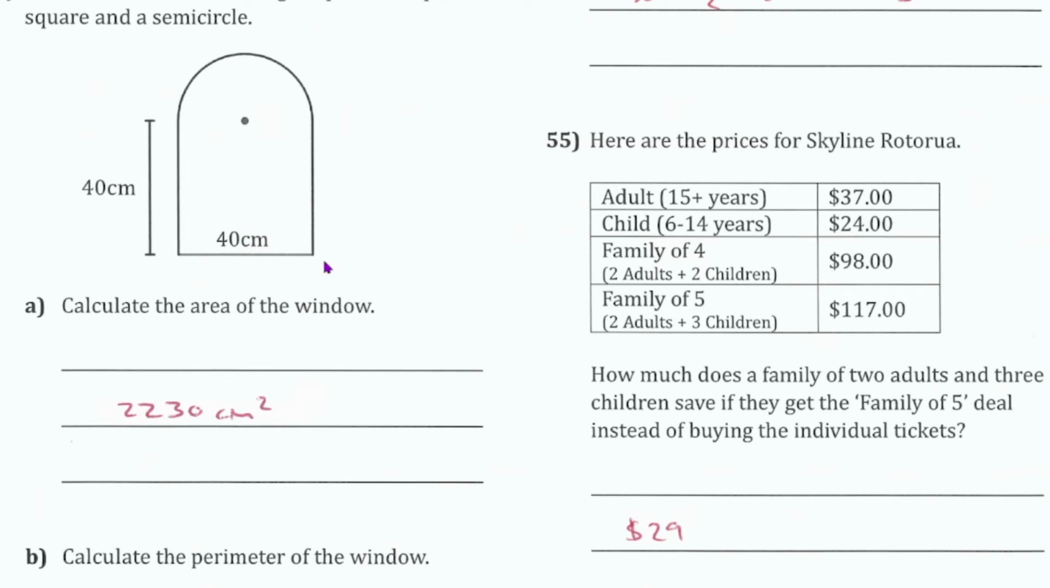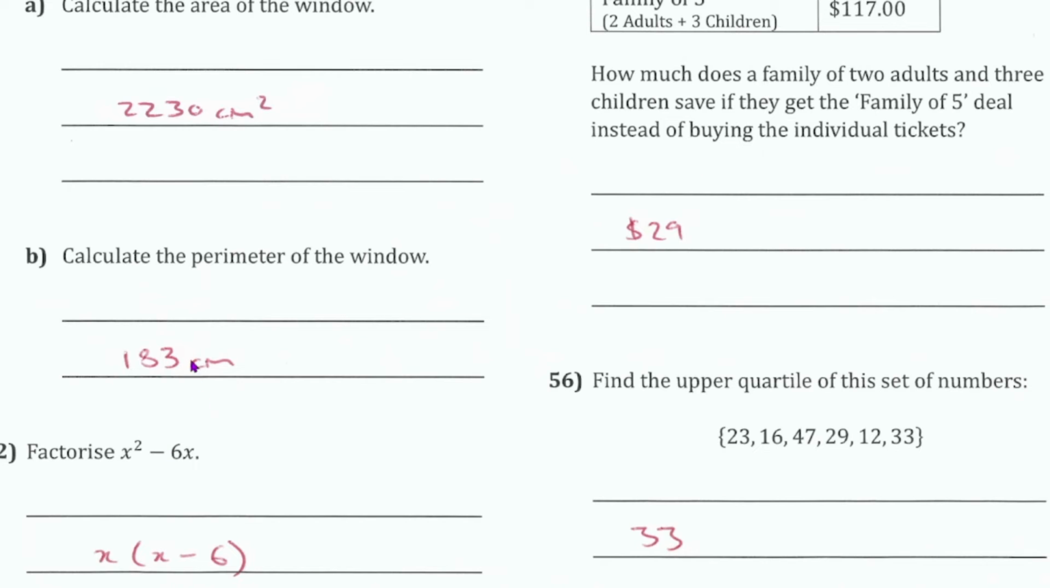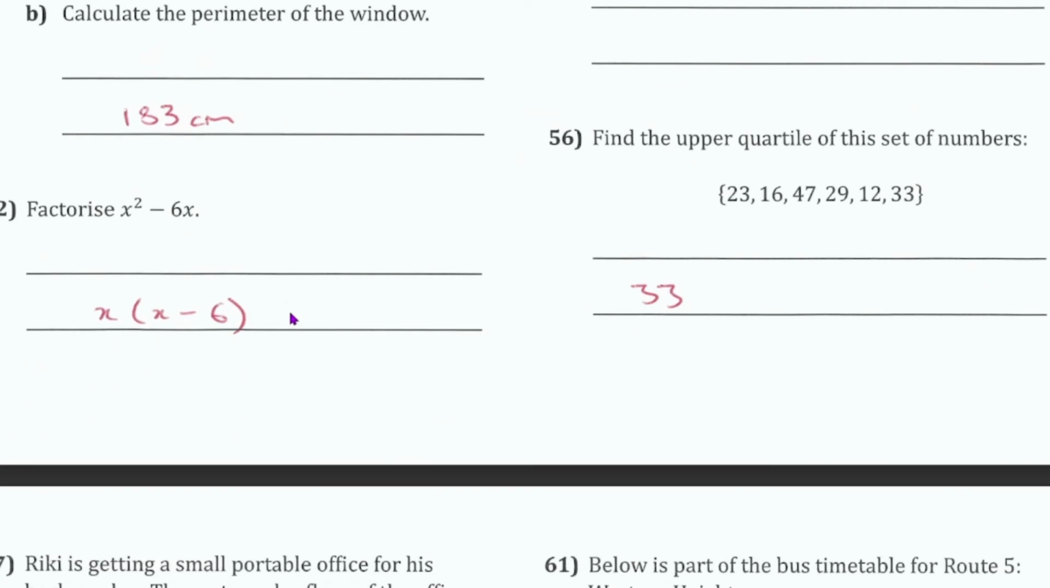We go 40 plus 40 plus 40. And the trick here is we've got half a circle's circumference. The circumference is 2 pi r, 2 pi radiuses, right? The radius is 20. A bunch of you used the whole diameter for this, which is where the mistakes came from. But if we did that, then that would get us a total perimeter of the window of 183 centimeters.